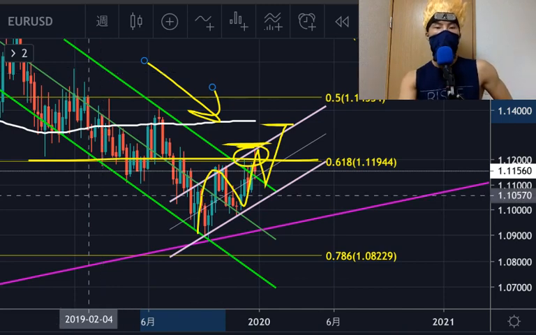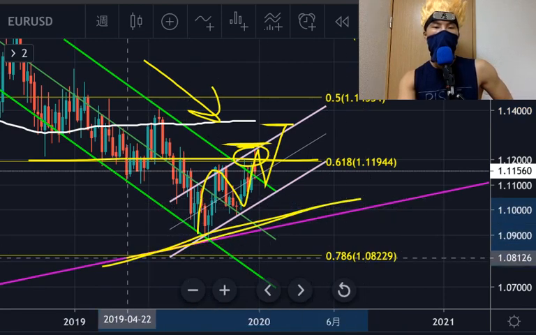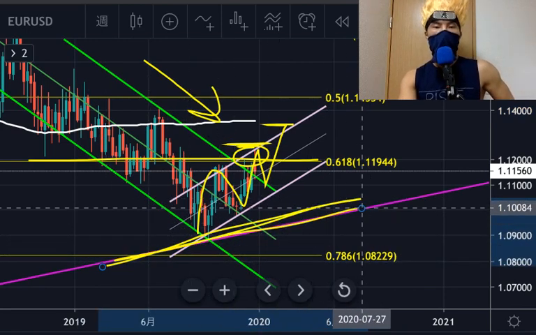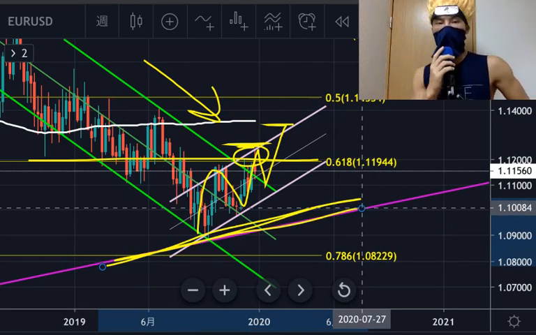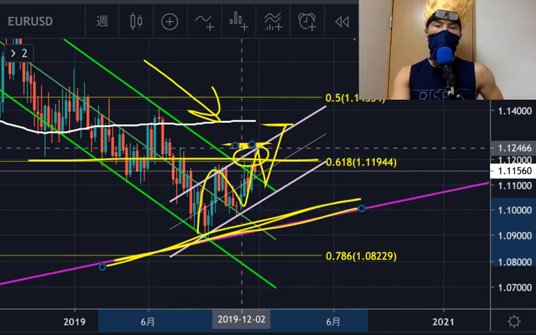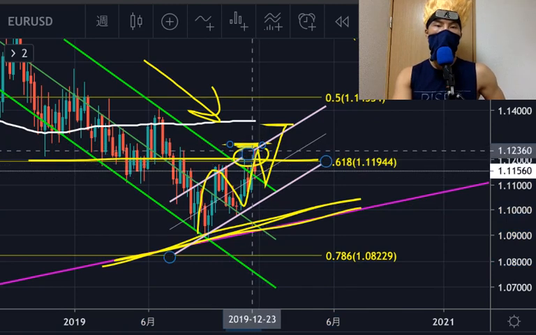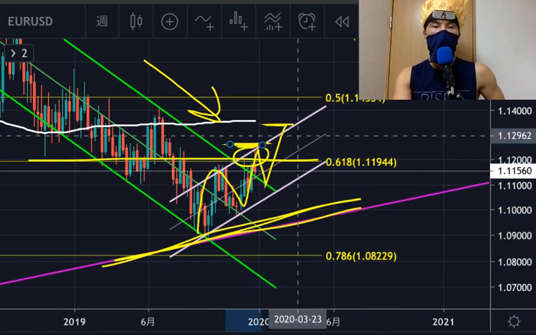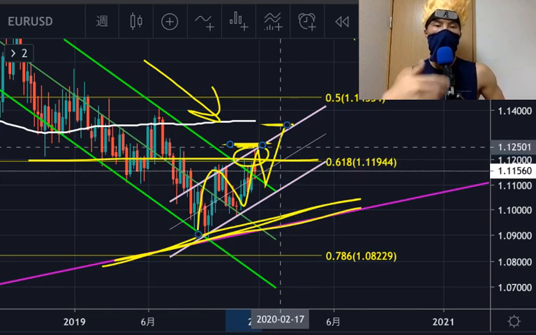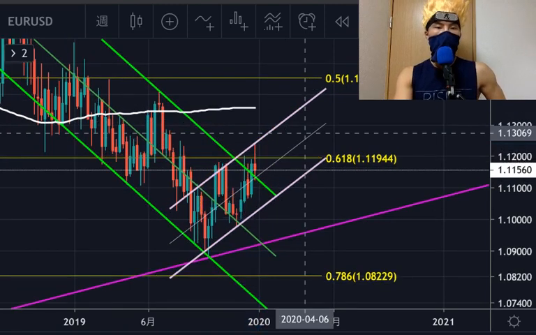Now Euro USD is going to be an upper trend. This upper trend is supported by this trend line, and this is a trend line of the monthly chart, so it's really strong and significant. If next week Euro USD makes higher highs, that means it's going to be the new trend, an upper trend.